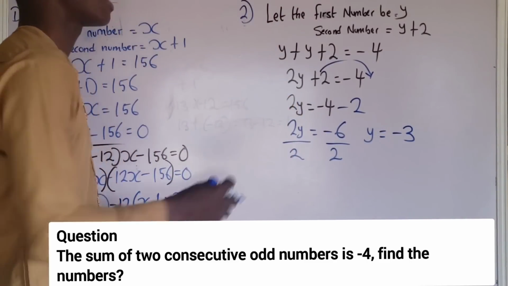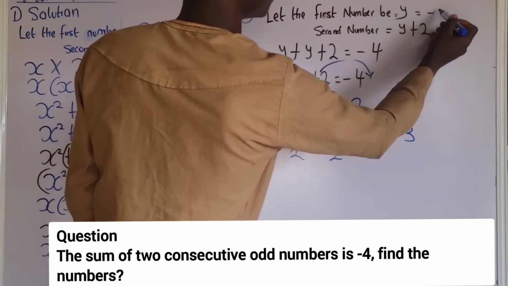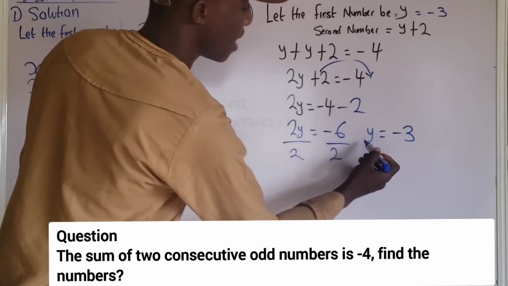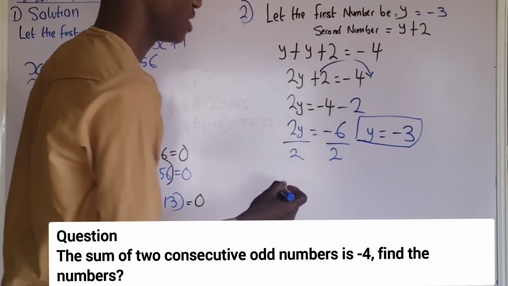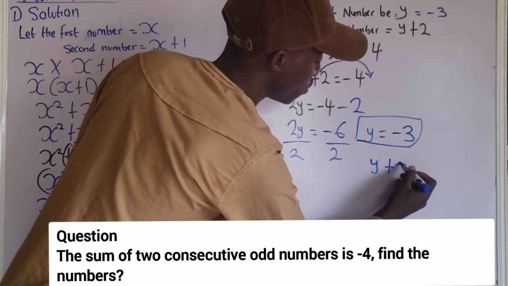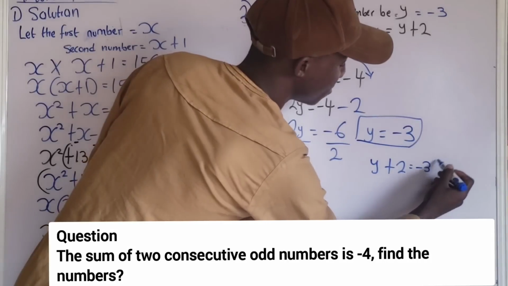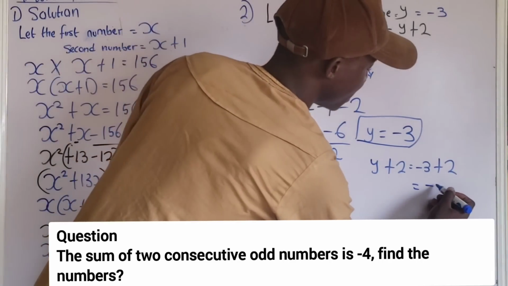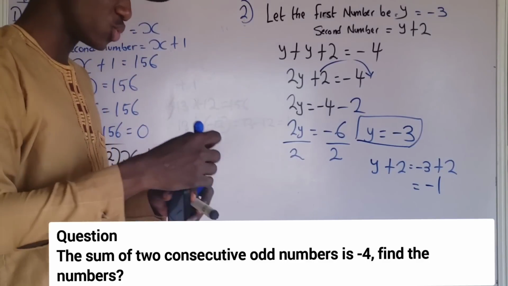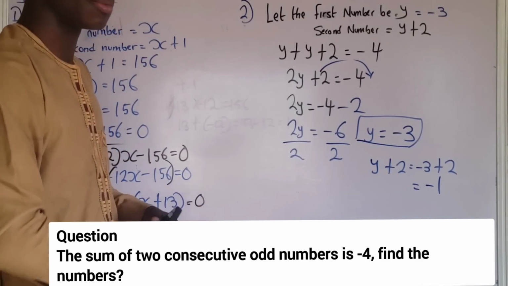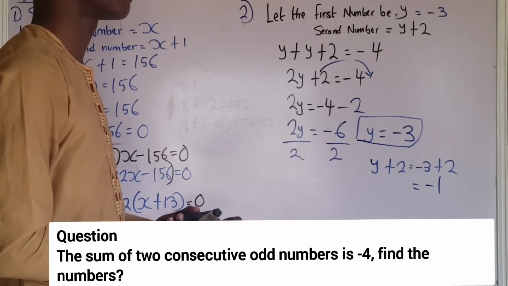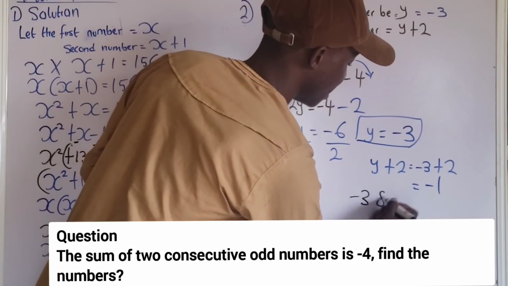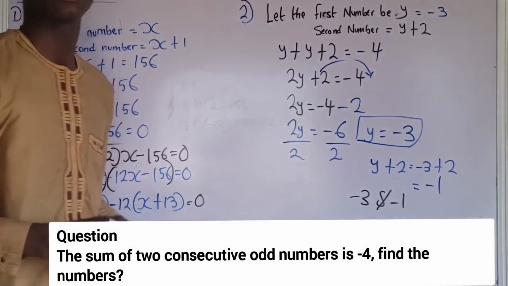So the first number is what? Negative 3. And the second number is what? y plus 2. The first number is y, so y is what? Negative 3. The second number is y plus 2, so y plus 2 equals negative 3 plus 2. Negative 3 plus 2 is what? Negative 1. Do you see now? So the two numbers, please pay attention, are negative 3 and negative 1. You can see now. So that is the solution to the question.